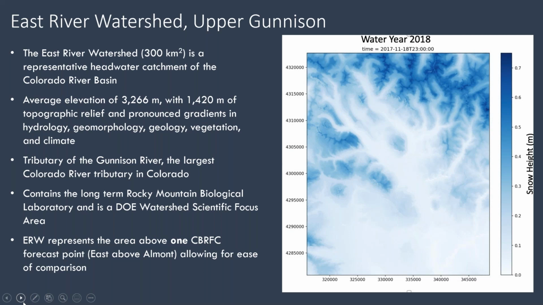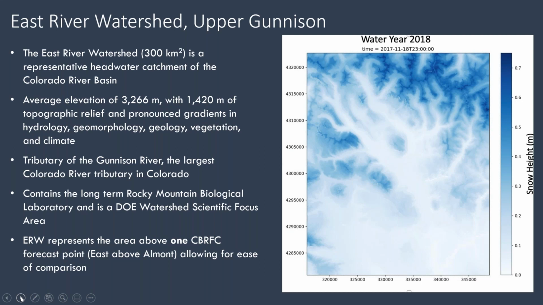And then the East River Watershed represents the area above one CBRFC forecast point. That's east above Almont. And that really allows for ease of comparison. So when we have snowpack outflow from the model, we can directly compare that to outflow at the stream gauge, along with their forcing variables in terms of precipitation and temperature that they use for SNOW-17.